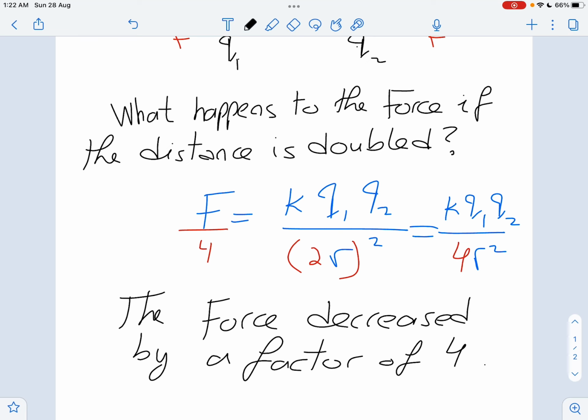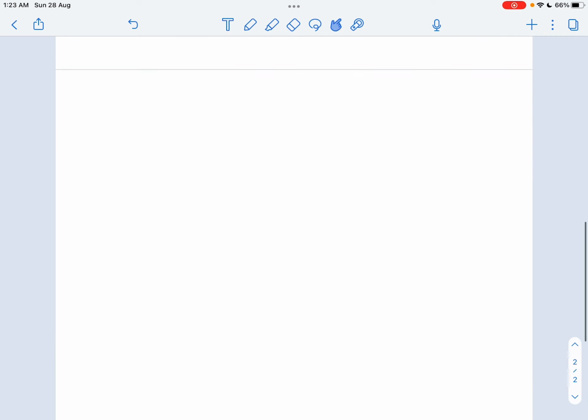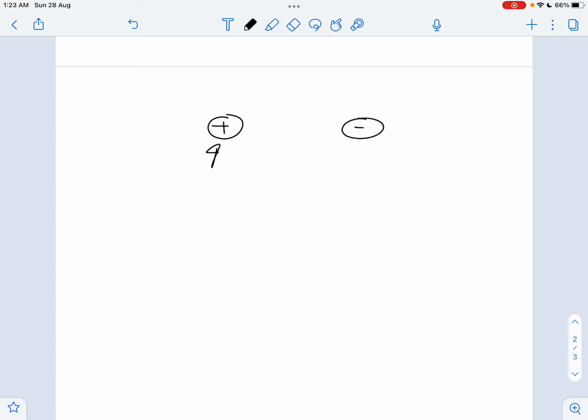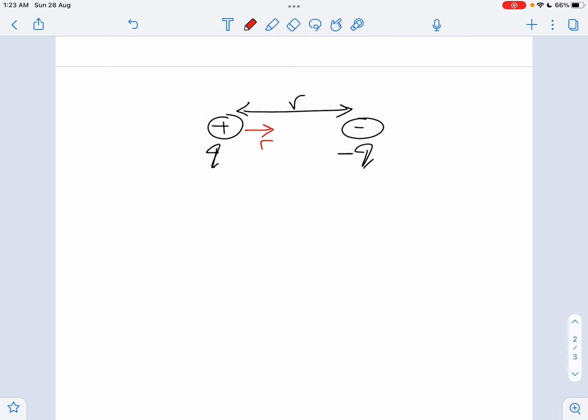All right, another example. Let's say we have those two charges, for instance, both of them are Q, and Q, which is minus Q in that case, and the distance is R. And let's say also the force between them is F, but now it's an attractive force. So the question is, what happens to the force?